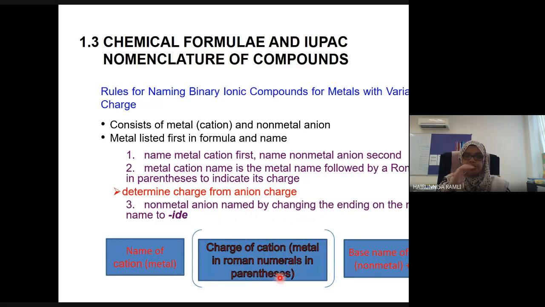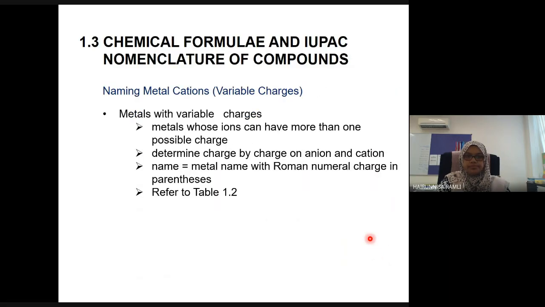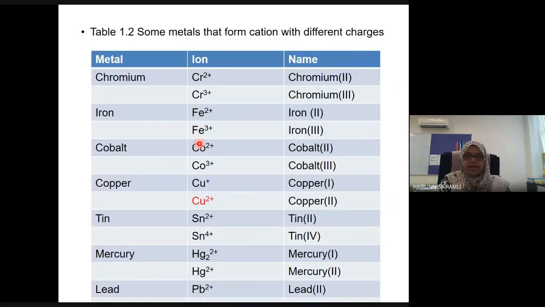So parenthesis means that bracket to indicate the charge. So kalau charge 3, letaklah 3. Kalau 2, letaklah 2. In Roman numeric. Okay. So, this one eh. For example here. So, chromium, Cr2+. So, it's chromium 2. Ni nombor Roman lah ni. Cr3+, chromium 3. Okay. So, Fe2+, iron 2.